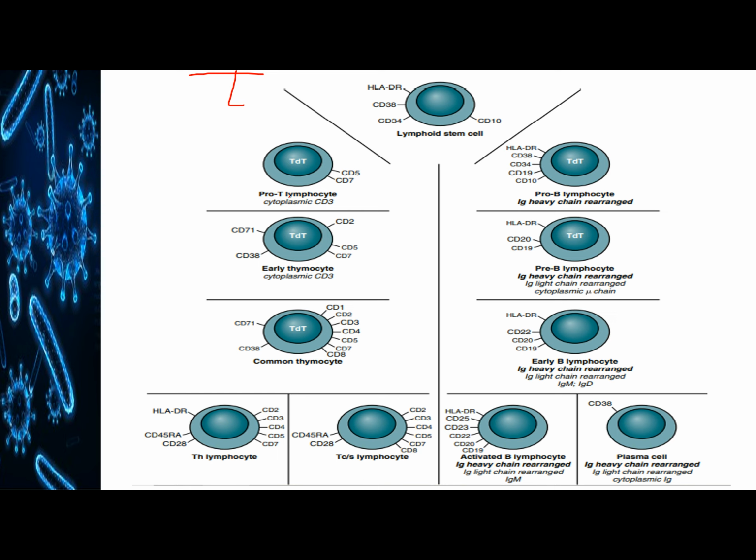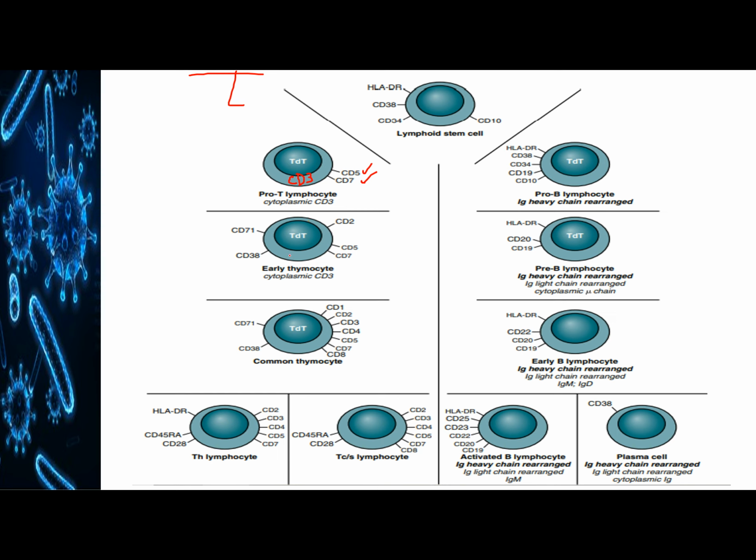Your pro-T lymphocyte, class, has cytoplasmic CD3. So dito sa cytoplasm niya, may CD3 dyan. On the surface, it has CD5, CD7. So pag tinanong kayo, what is the characteristic of your pro-T lymphocyte? It has cytoplasmic CD3, surface CD5, CD7.